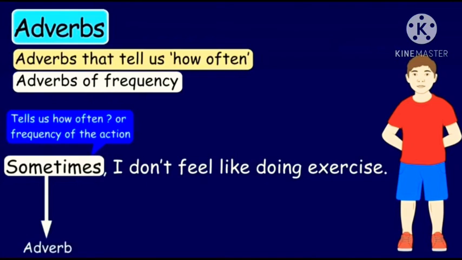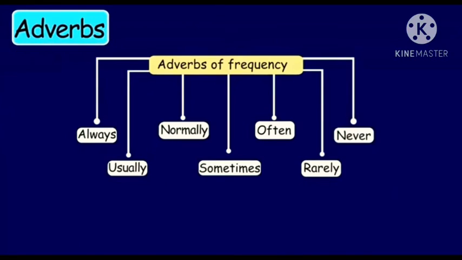Sometimes I don't feel like doing exercise. Sometimes is showing us the adverb of frequency. It is telling us how often we don't feel like doing exercise. So it is telling us the frequency of the action, hence it is the adverb of frequency. Here we have some more examples of adverbs of frequency like always, usually, normally, sometimes, often, rarely, never.